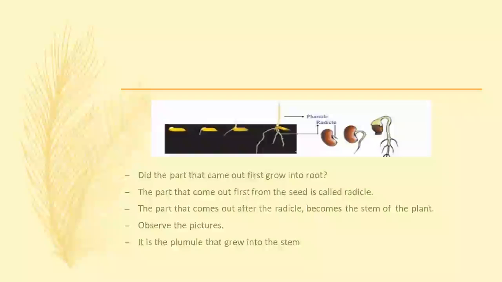Did the part that came out first grow into root? The part that comes out first from the seed is called radicle. The part that comes out after the radicle becomes the stem of the plant. Observe the pictures. It is the plumule that grew into the stem.